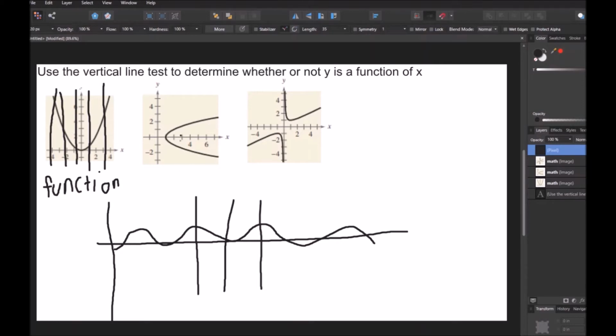Now I have this graph here which looks like a parabola on its side, and you can see that when I draw a vertical line, it intersects twice. It intersects here, and it intersects here. At any vertical line I draw, it will intersect twice. So this is not a function.